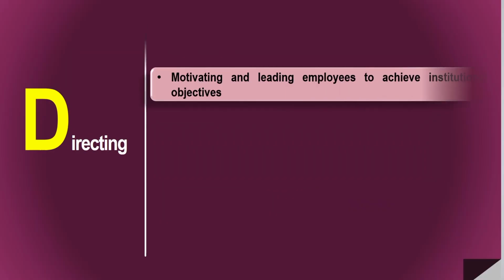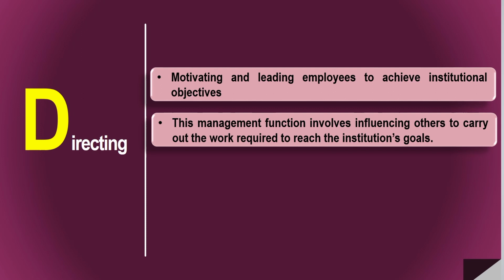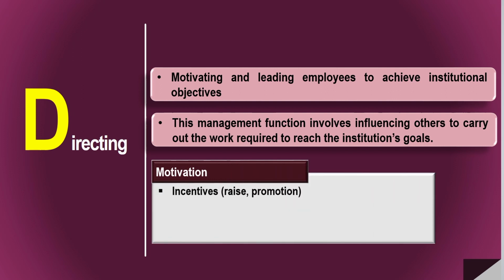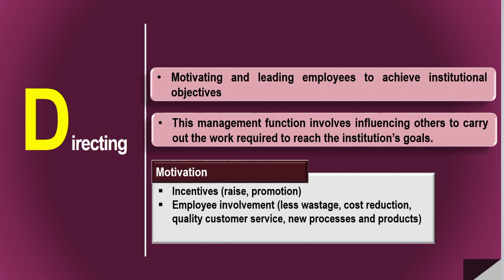It involves motivating and leading employees to achieve institutional objectives. This management function involves influencing others to carry out the work required to reach the institution goals. Motivation can be in the form of incentives, in the form of a raise in the salary, promotions, in the form of employee involvement in the decision making. This leads to less wastage, cost reduction, quality customer service, new processes and products, then recognition and appreciation. Both positive and negative motivation are required in the process of directing to make our human resources to work in the right direction. Then comes the final process, that is controlling.